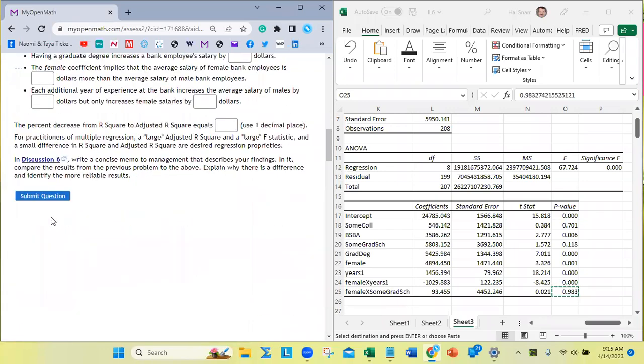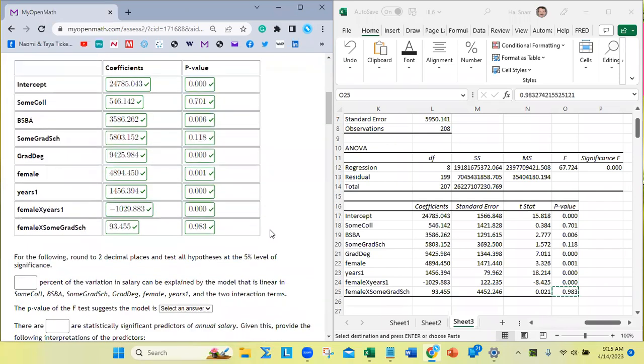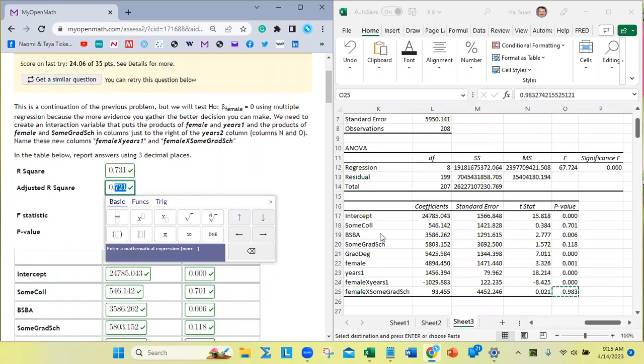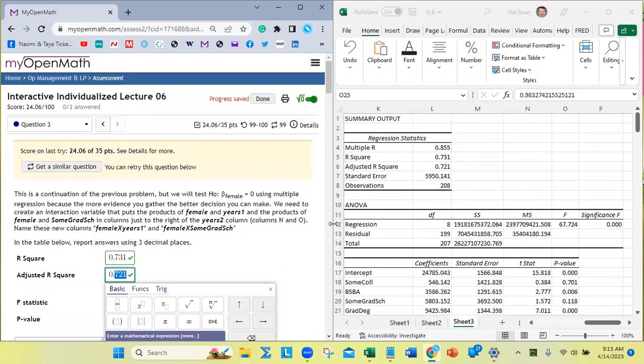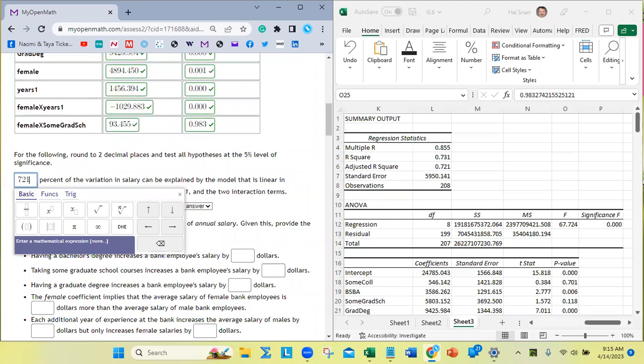Let's double check to make sure we got it right. We'll hit submit. Hey, we got everything correct. Now we want to interpret the adjusted R square. So you go up and get the adjusted R square value. And the adjusted R square value says what? You multiply by 100, right?